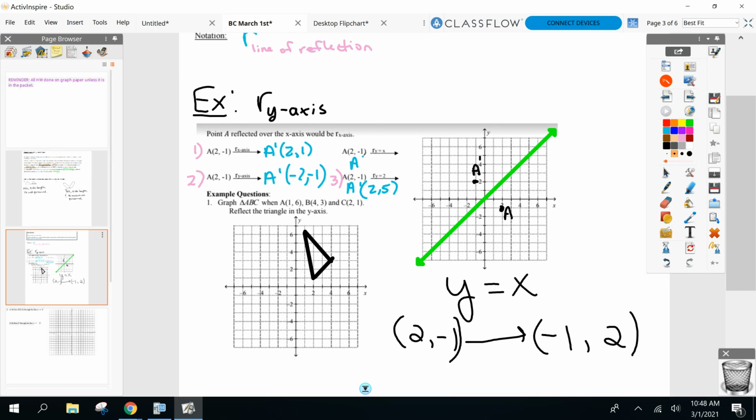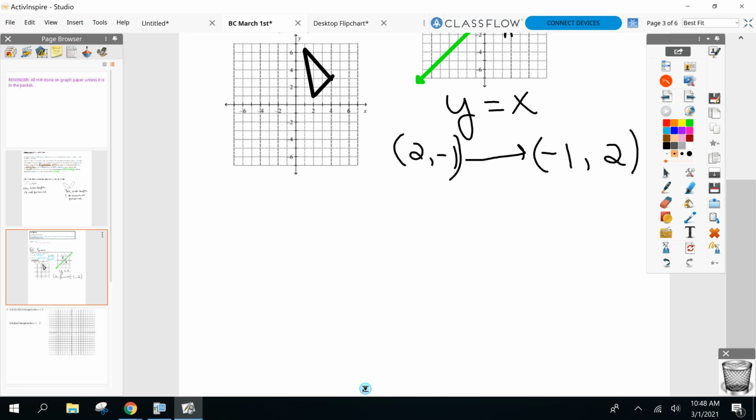All right, so that is the rule. When you reflect over the line y equals x, you switch the coordinates. That's it. Y equals your x and your x equals your y. You guys good? Questions about those? Because I'm going to go a lot faster now. All right, go ahead. Number 1.